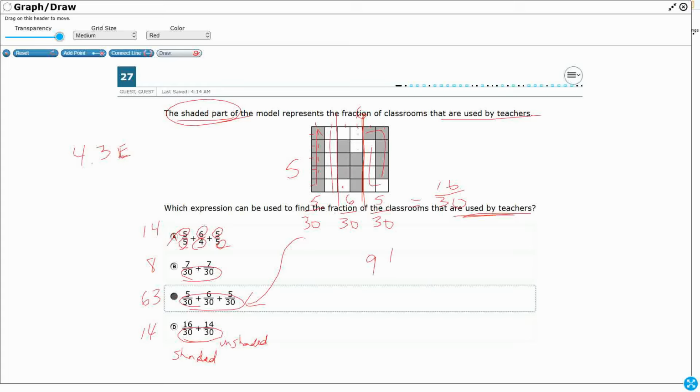Overall, 63% was pretty easy. This was on the easier side. This was the ninth easiest item on the test.